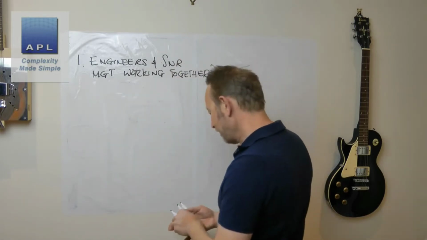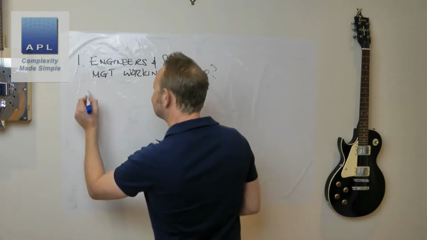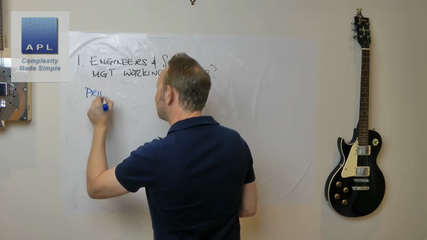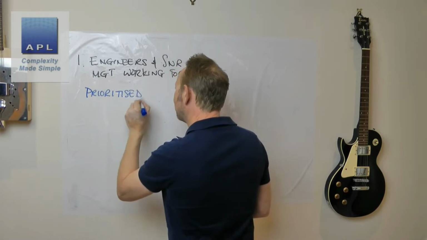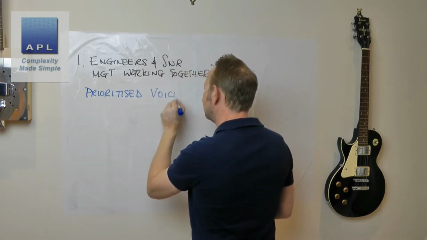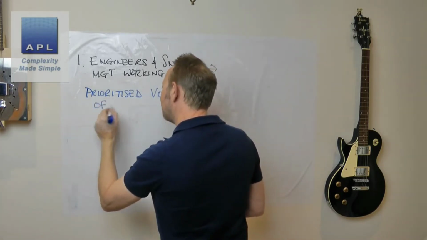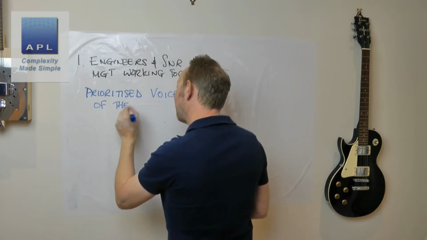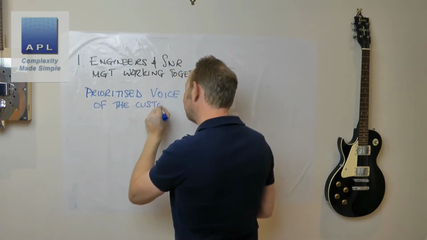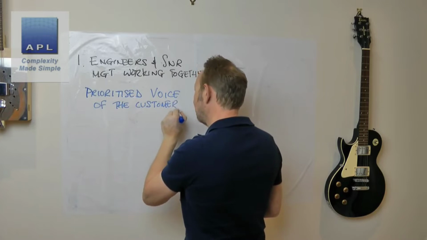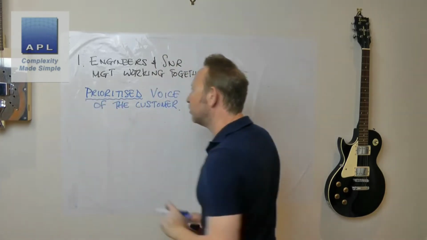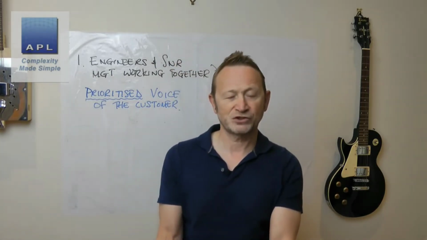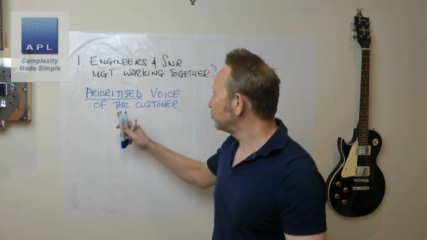So the thing in Design for Six Sigma that helps to pull everything together is a prioritized voice of the customer. And this is the key thing, the fact that it's prioritized, not just a list of things that the customer wants. So it needs to be prioritized.